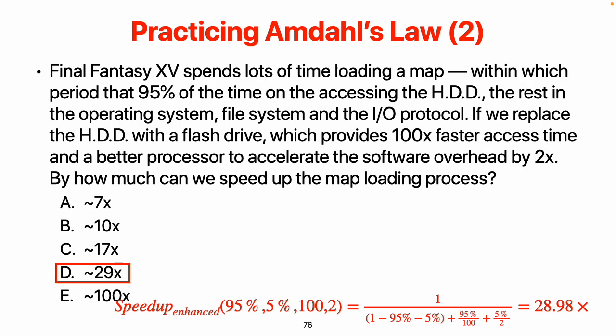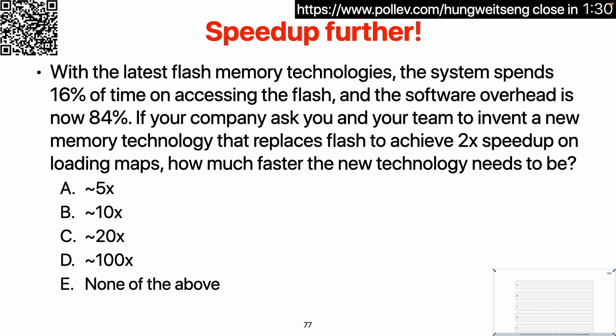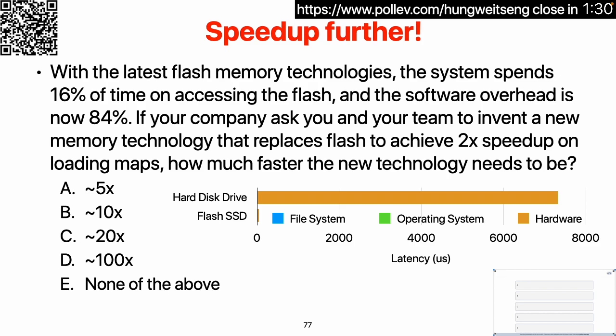Okay, so now I want to ask you one more thing. Sometimes your boss would say, hey, I want you to achieve 2x speed up after using the solid state drive. Right now, you have a new technology. As a game console company, I want you to speed up the process and make the user experience better. Go ahead and invent a new technology so that the map loading process can be 2x faster compared against using the solid state drive. What's the new performance target of that new technology needs to be?